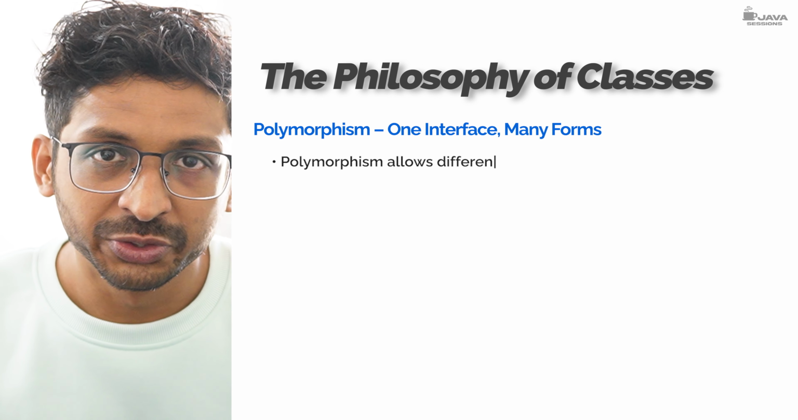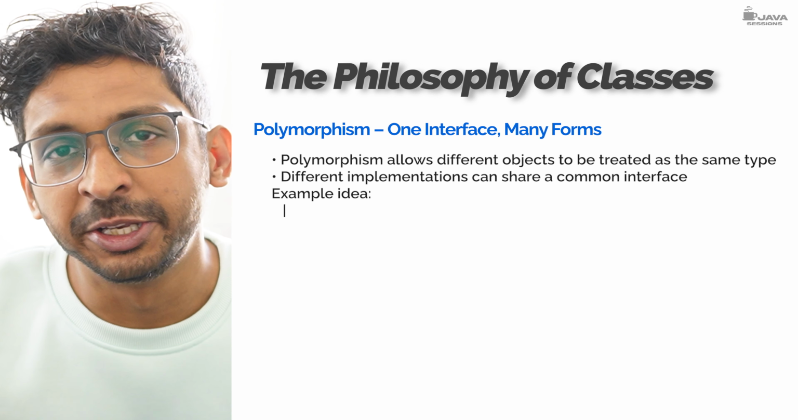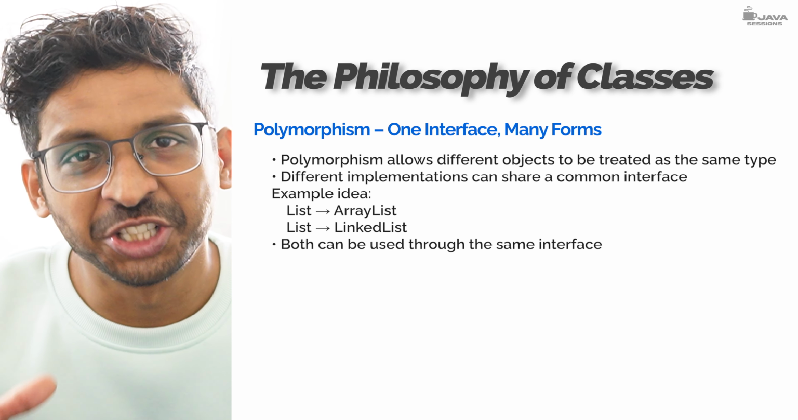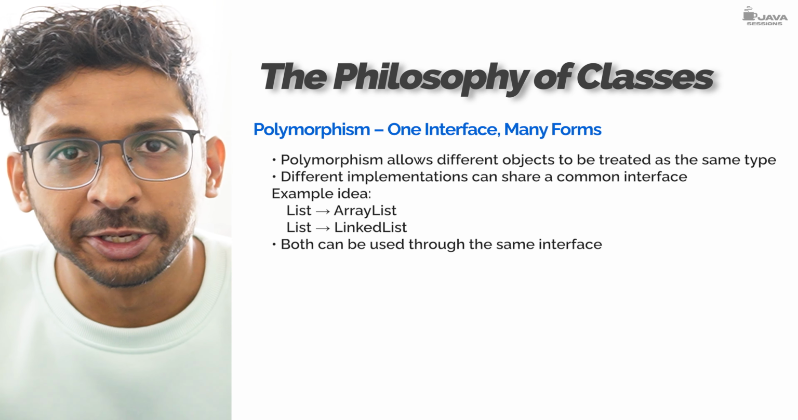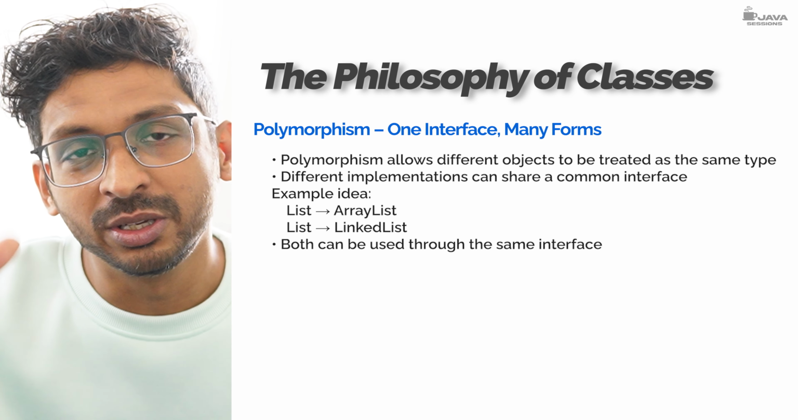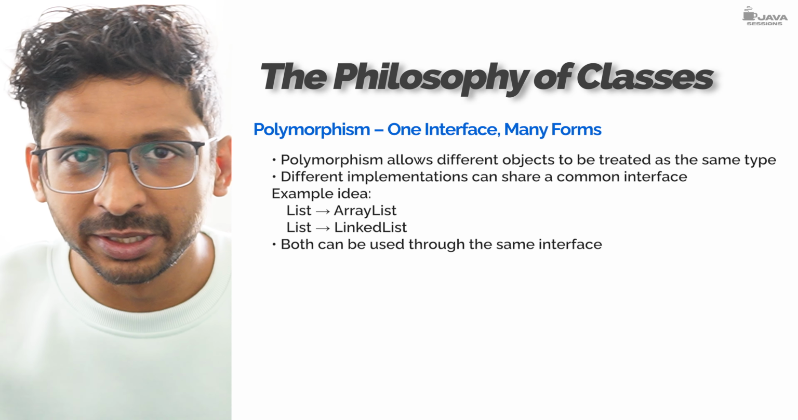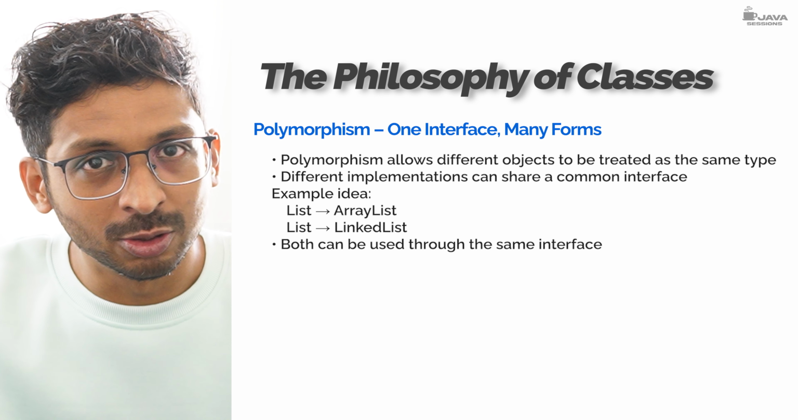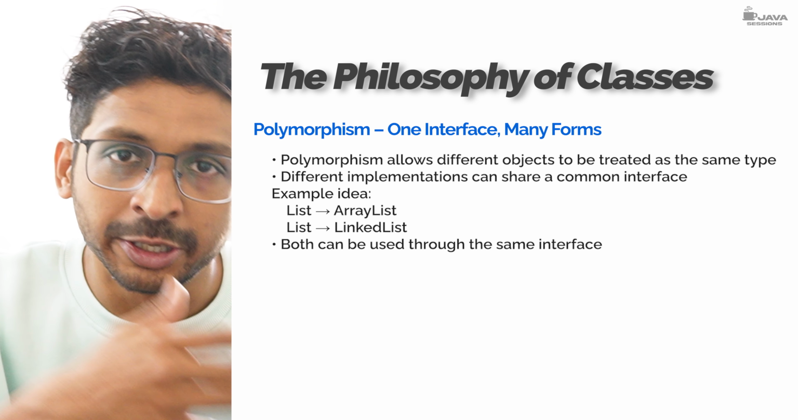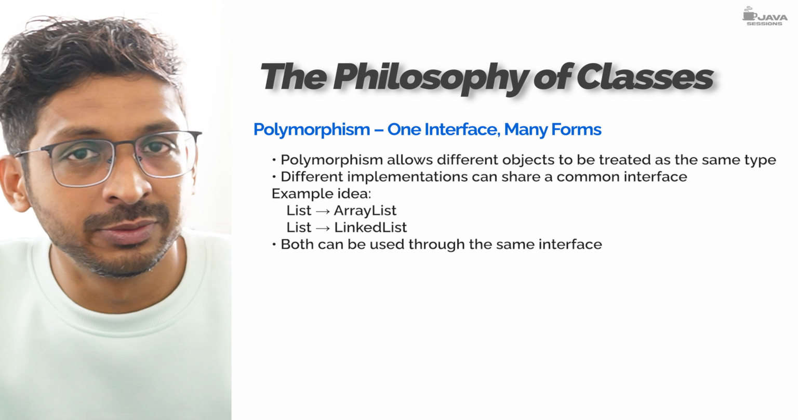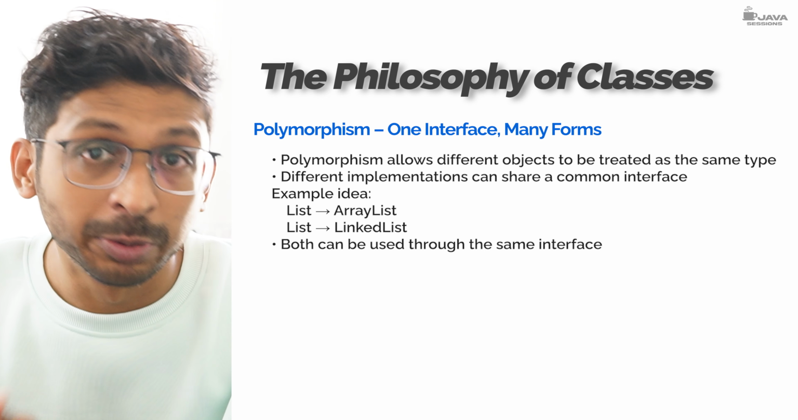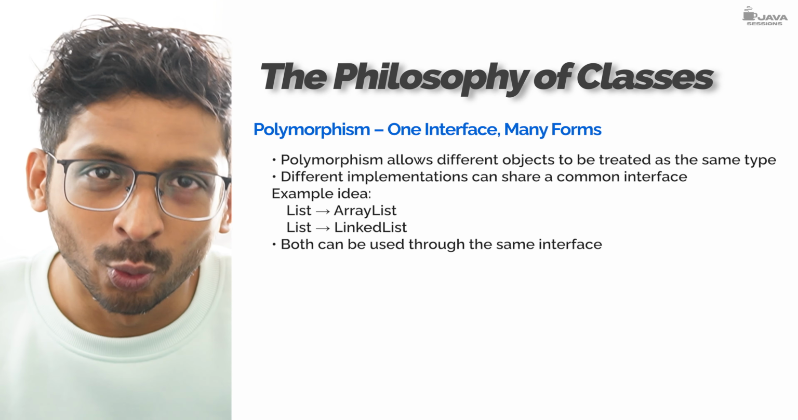Then comes the polymorphism, that is one interface and many implementation. Different classes can be treated as the same type if they share a common parent or an interface. That is, there is going to be a single interface which can be implemented by the multiple classes and they can have their own set of functional logic for the methods defined in the interface. So that is how you're going to achieve the concept of polymorphism, that is one interface and multiple implementations. It helps make your code flexible.